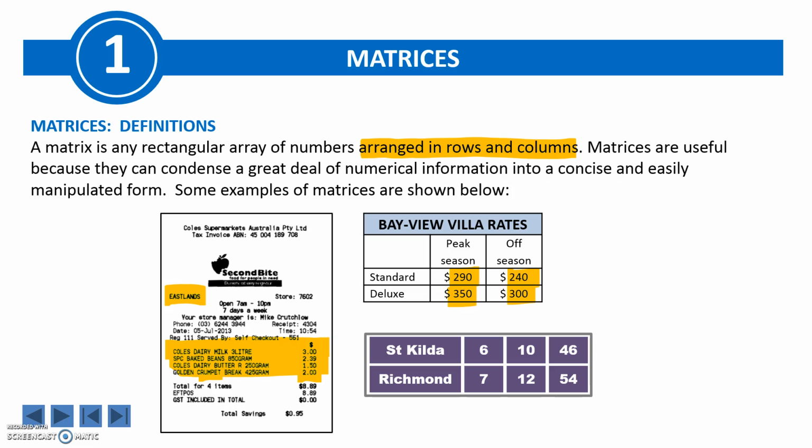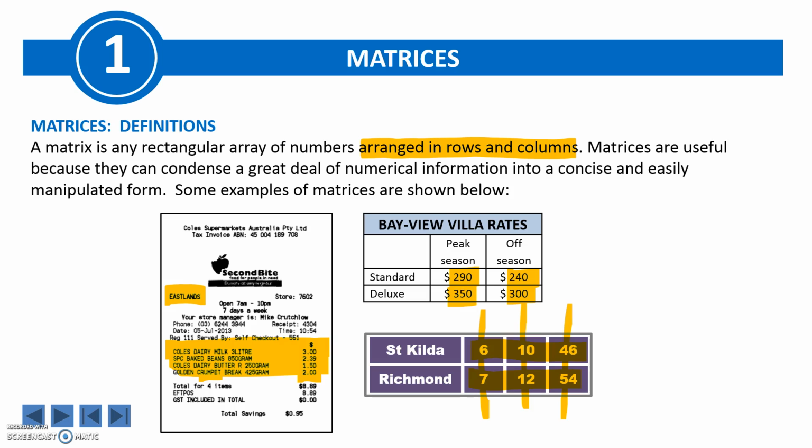Similar to the example that we did earlier in the introduction, you could also look at the footy scores for the teams that you follow. St Kilda, this is arranged in 2 rows. First one is St Kilda's information, and then the second row is Richmond's information. And then in our columns, we've got our goals, our behinds, and then our total score.